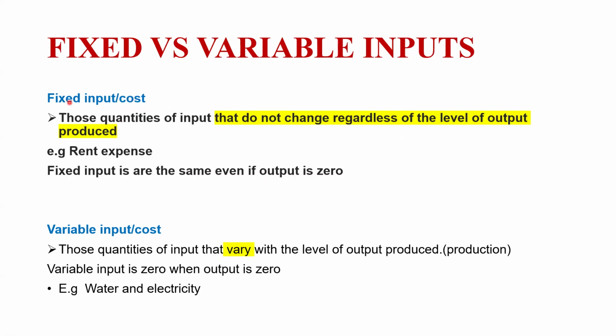So it's those quantities of inputs that do not change regardless of the level of output produced. So your fixed inputs are those inputs that will not change regardless of the level of output that is being produced.